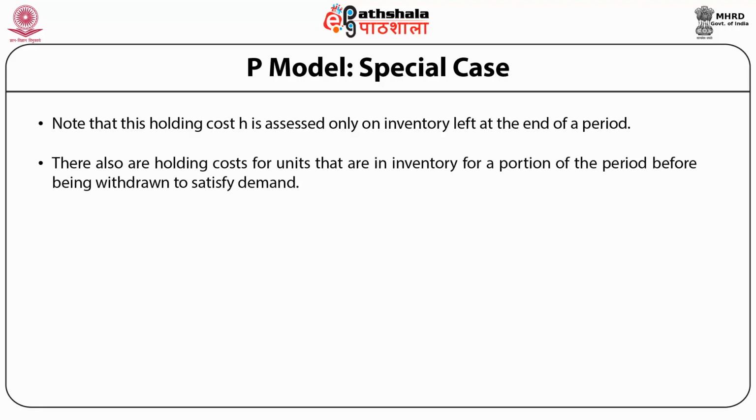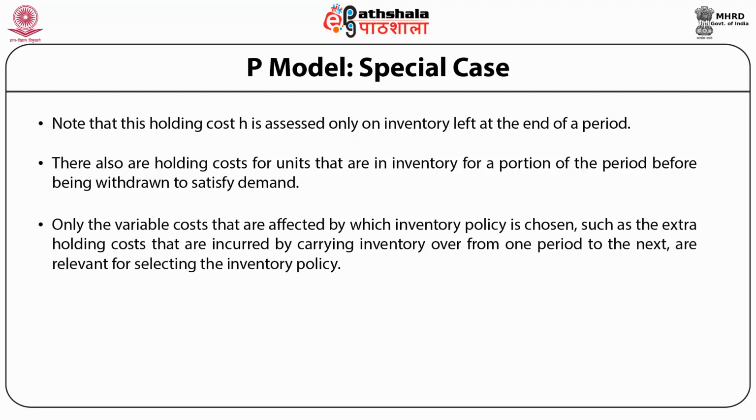There also are holding costs for units that are in inventory for a portion of the period before being withdrawn to satisfy demand. However, these are fixed costs that are independent of the inventory policy and so are not relevant to the analysis. Only the variable costs that are affected by which inventory policy is chosen, such as the extra holding costs, are relevant. Example: an airplane manufacturer specialized in producing small airplanes.